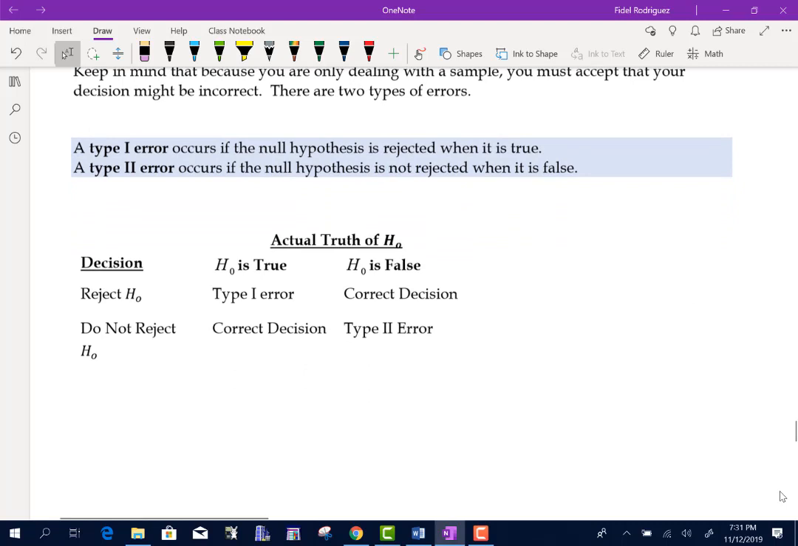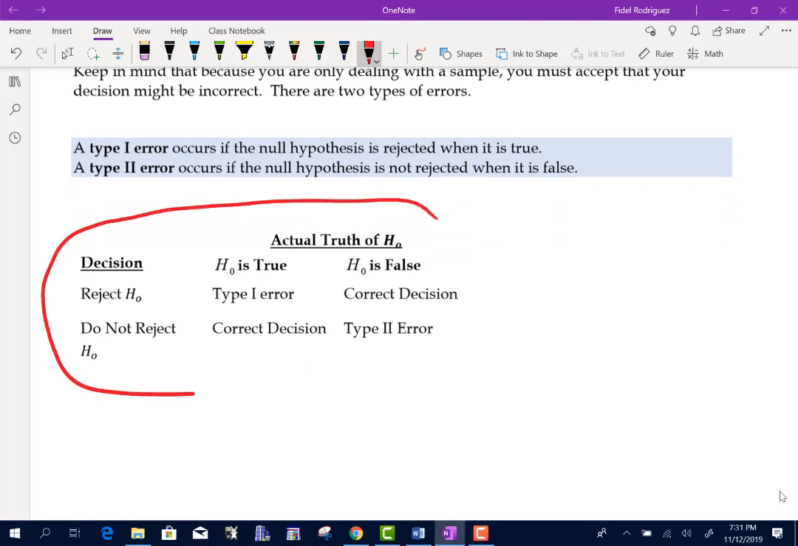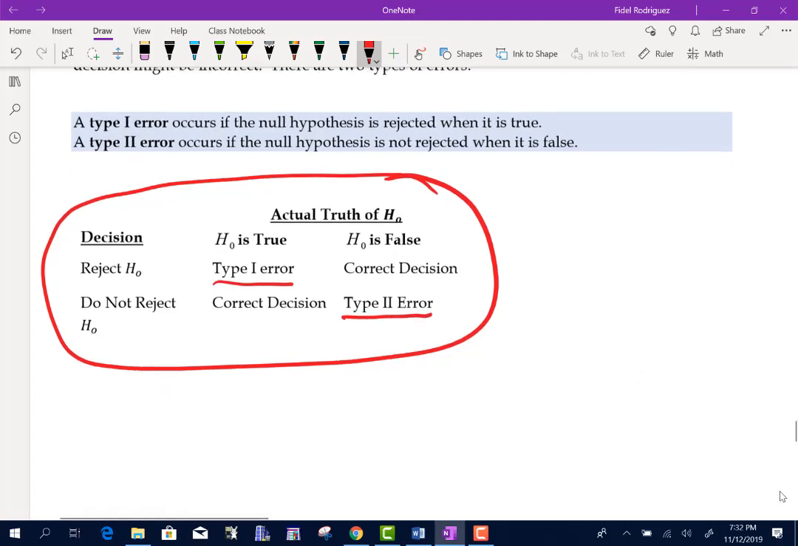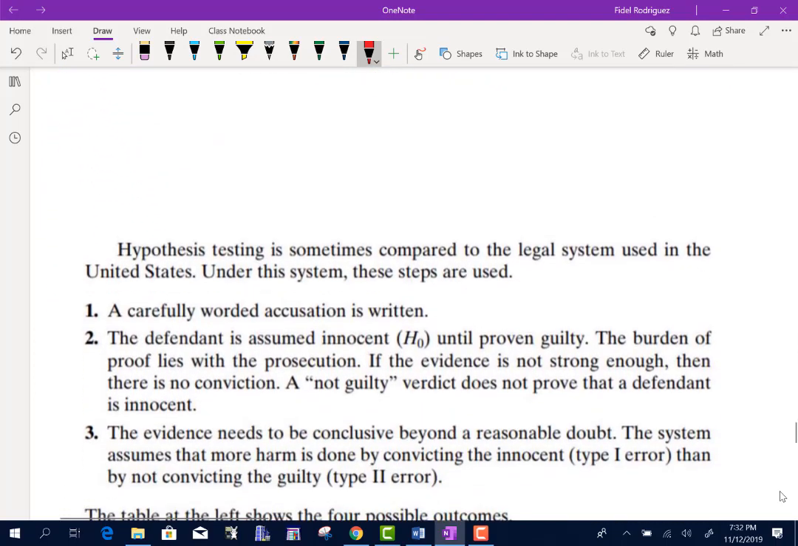And so guys, what we have here, we have a little table, and it kind of gives us the part where we can find our type 2 error and our type 1 error. And I think an easier way to understand this is if you do me a favor and turn to the next page.